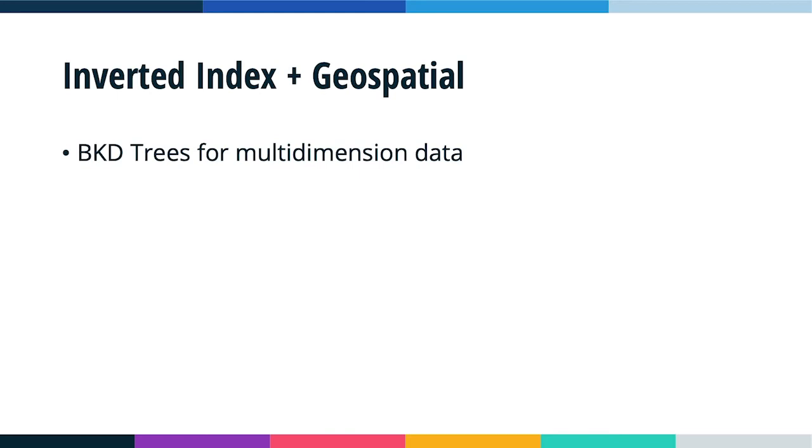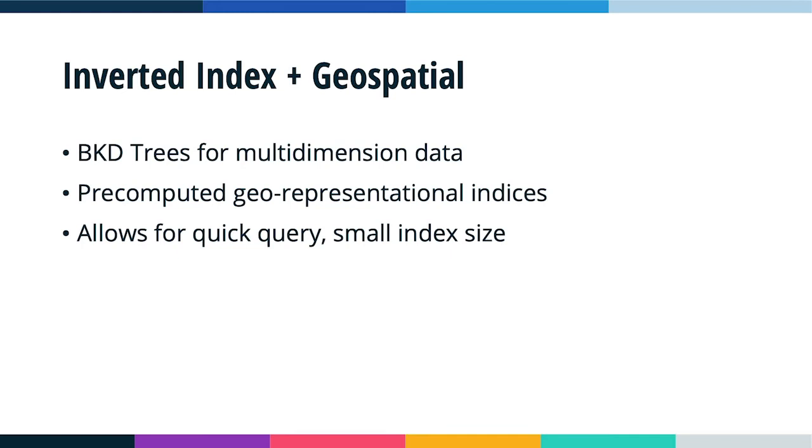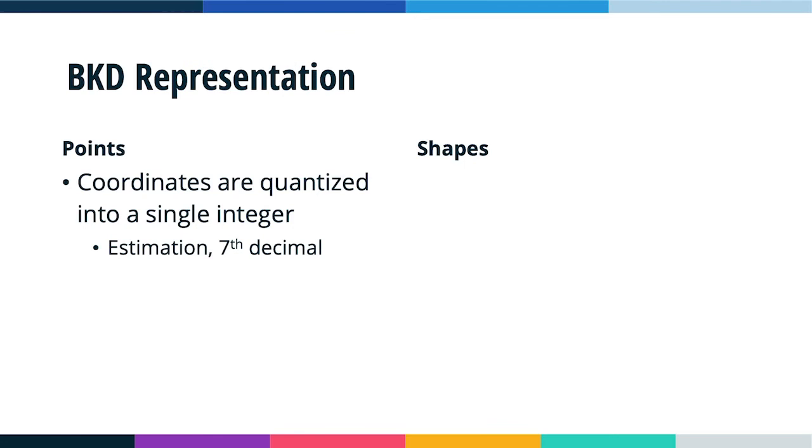Basically, there are pre-computed geo-representational indices that are reflected inside the BKD tree, and this allows you to quickly look things up and have a small index size. This is relatively straightforward when you get to points. Points are a coordinate, latitude and longitude, and then they're quantized into a single integer. So it's really an estimation, and each one goes to about the seventh decimal when we're quantizing those, which is good enough.